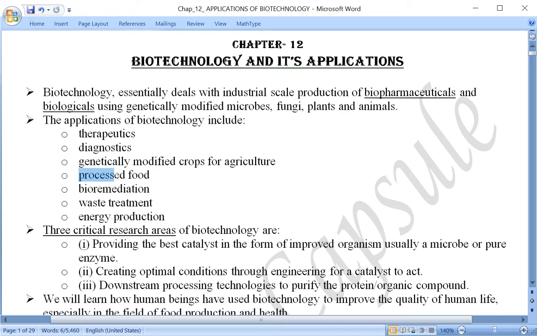Next one is processed food. You understand what processed food is? We are already using so many processed foods for a long time.